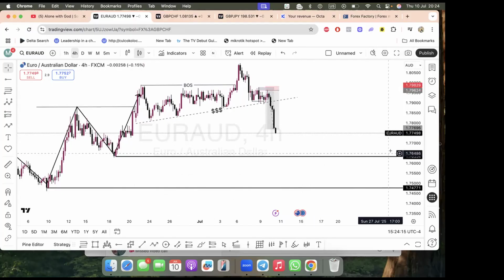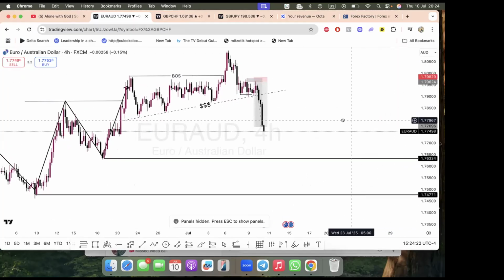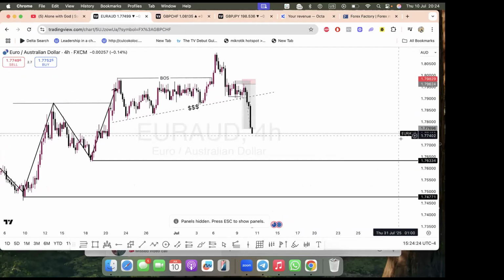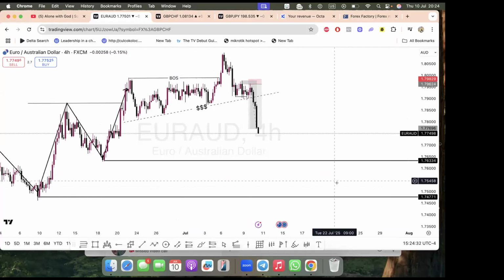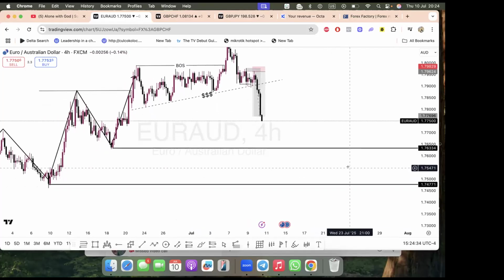What price is this support on? Emmanuel, you said click on the space before the camera icon. Okay, I see. But it's not expanding the price. So yeah, 1.76334. Beautiful.